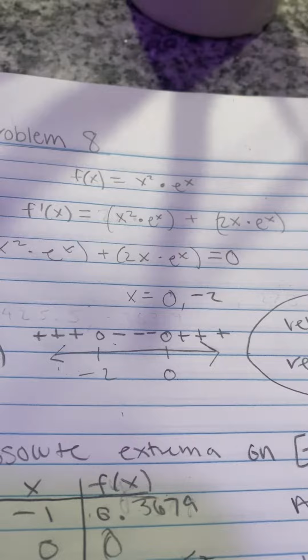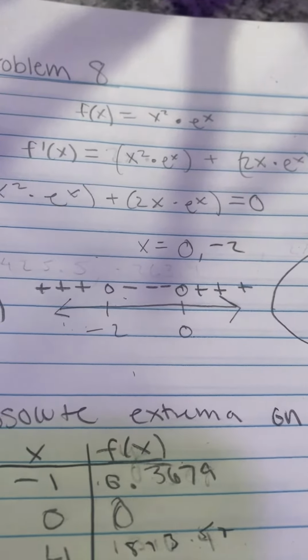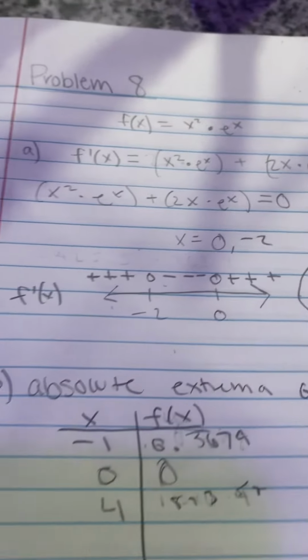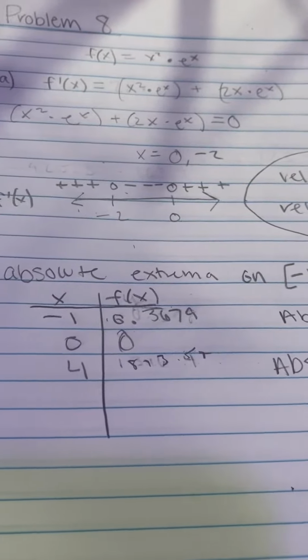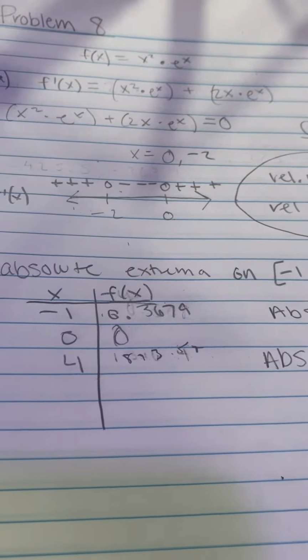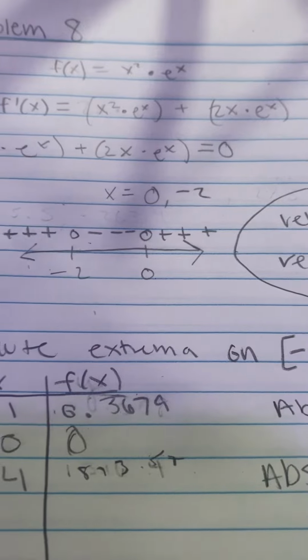squared times e to the x plus 2x times e to the x. This is because I did product rule to multiply the x squared times e to the x. After I got this derivative, I made it equal to 0. I found that the two values, the critical numbers, are x equals 0 and x equals -2.